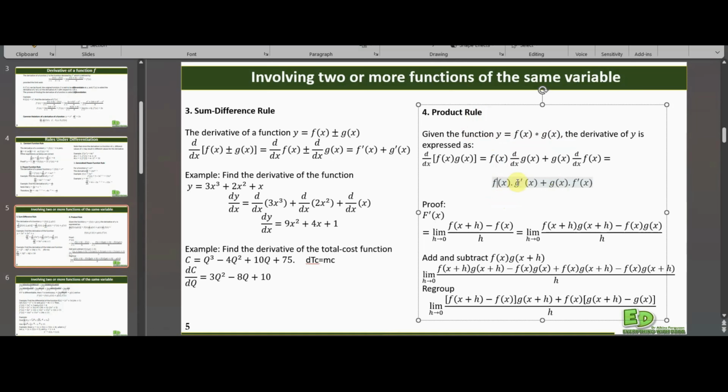It says pick the first term, leave it as it is, don't do anything to it. Multiply it by the differential of the second term. Plus, here you do the reverse of what you have here. So first term, keep it, don't do anything to it. Multiply it by the differential of the second term. That is why it is g prime of x. Plus, remember it is product rule, multiplication, so the sign will change towards positive. Now, you keep the second term, right? You multiply it by the differential of the first term, which is f prime of x.